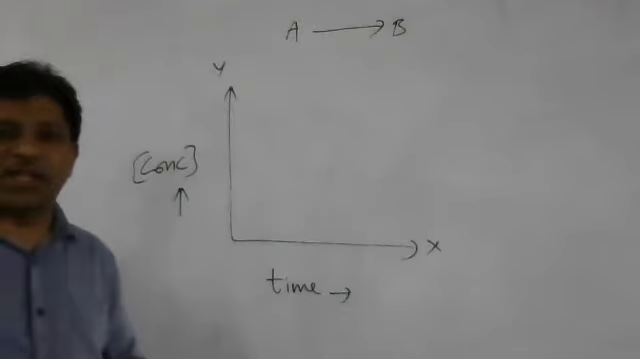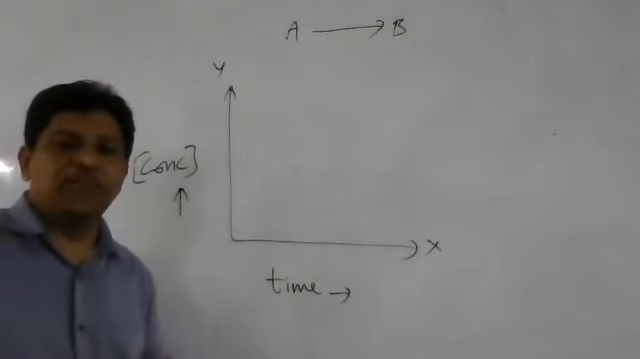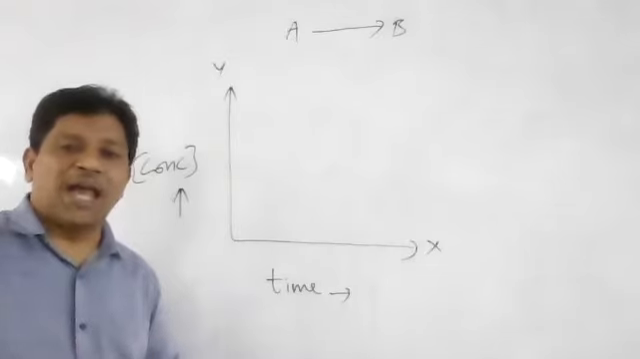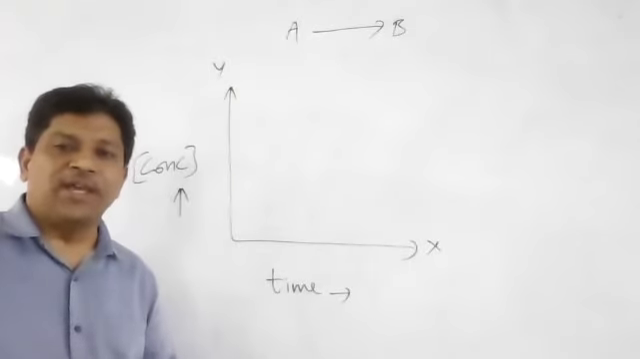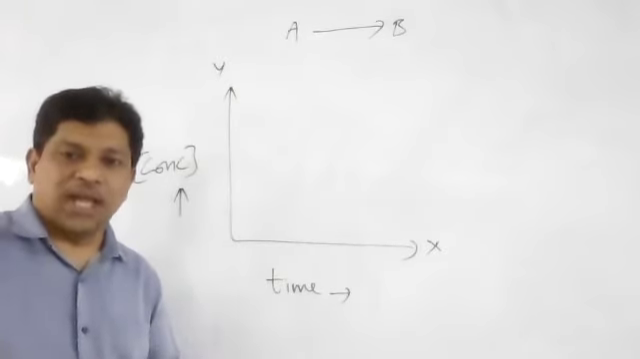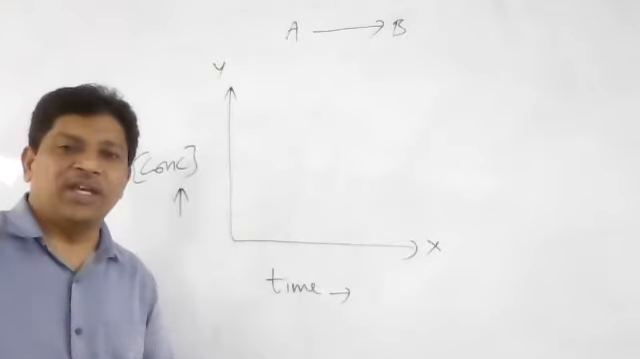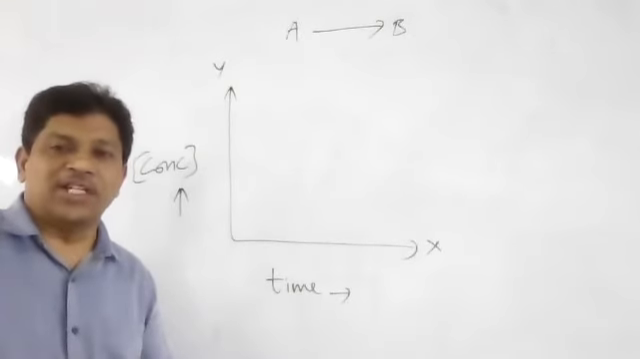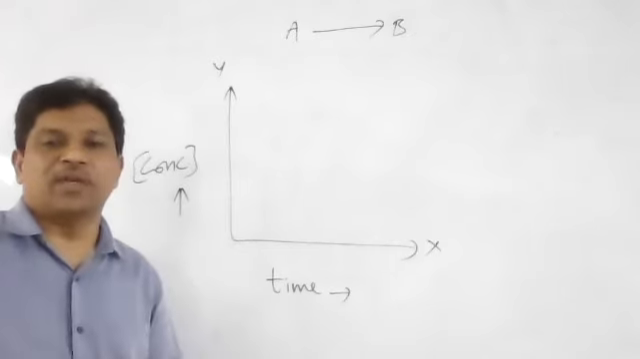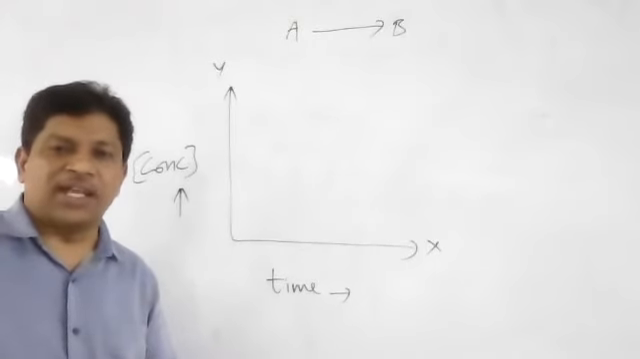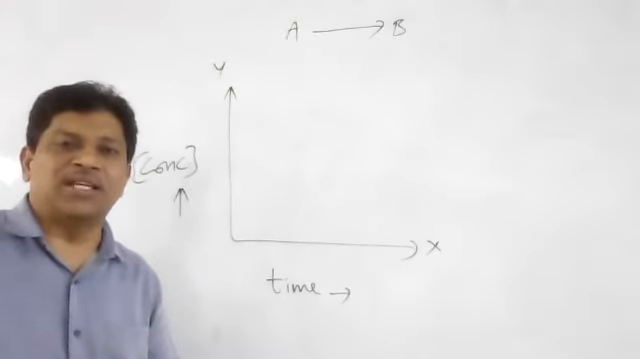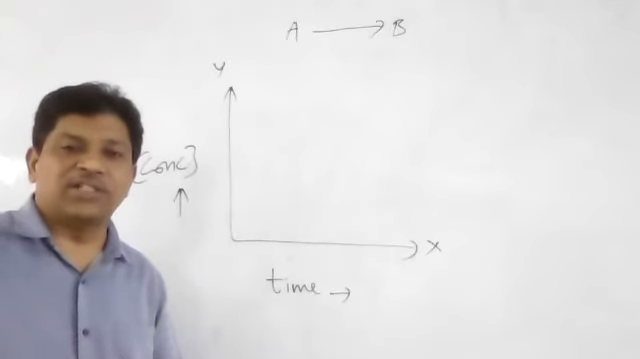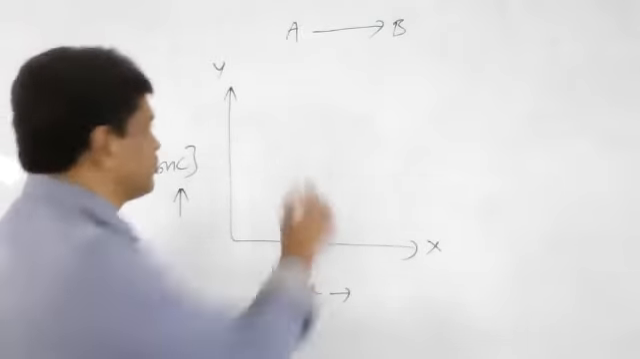Now in this chemical reaction, A converting into B, what is the reactant? A is the reactant and B is the product, right? Now what happens to the concentration of A with time? The concentration of A gets decreasing, right? And the concentration of B will be increasing. As the reaction proceeds, the concentration of A decreases, whereas the concentration of B increases.